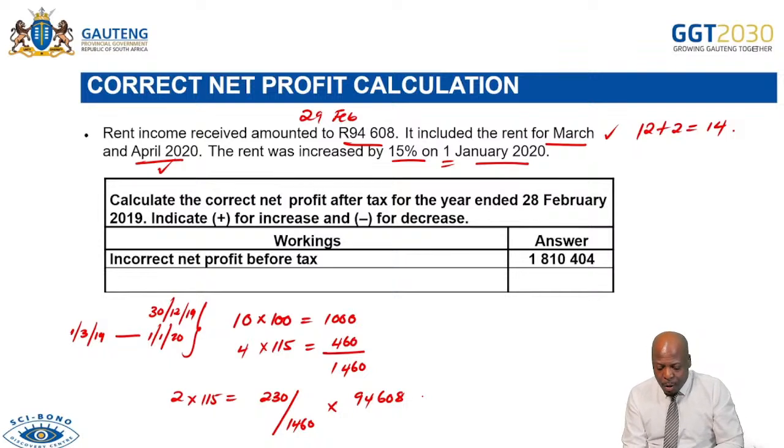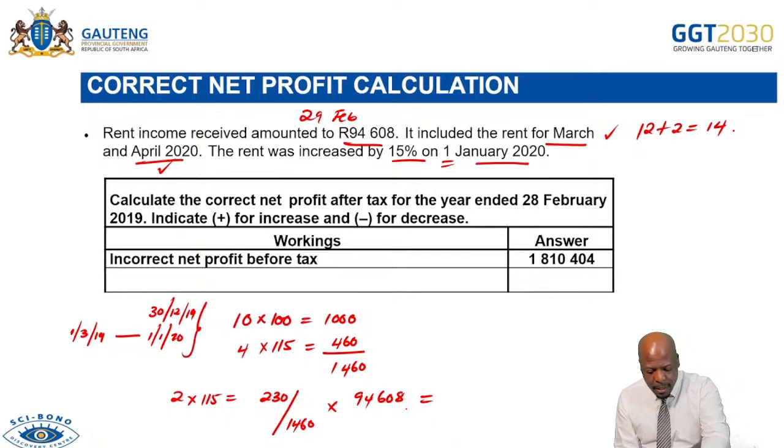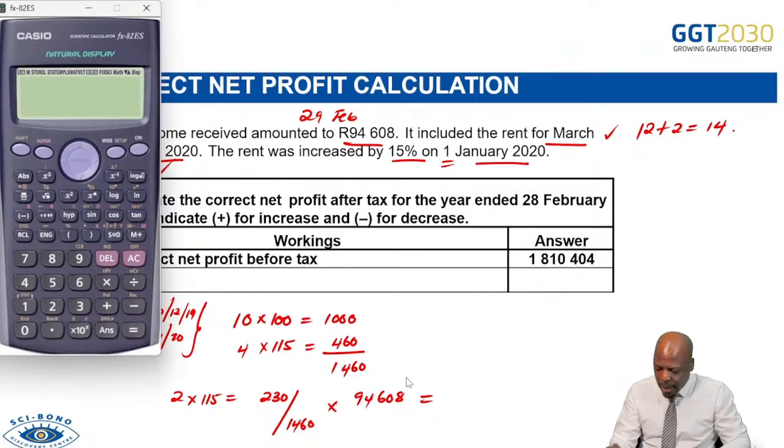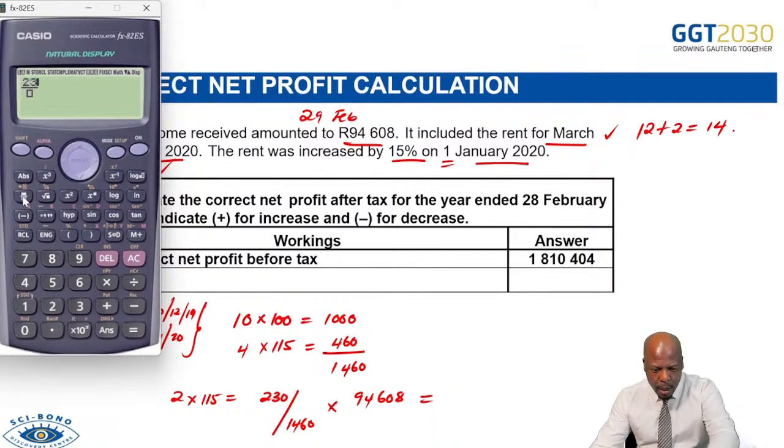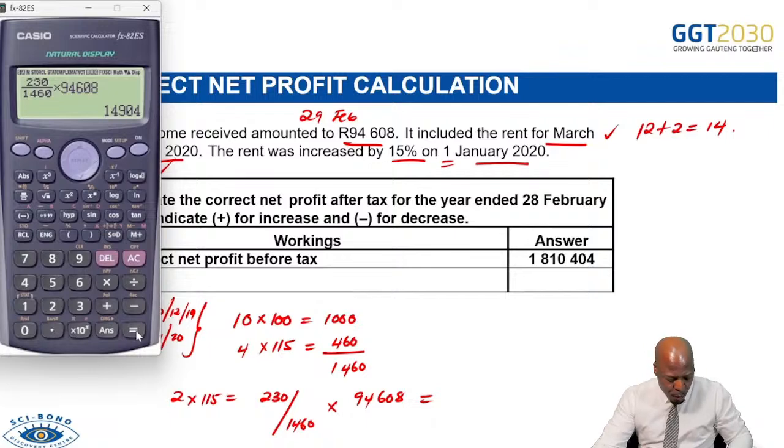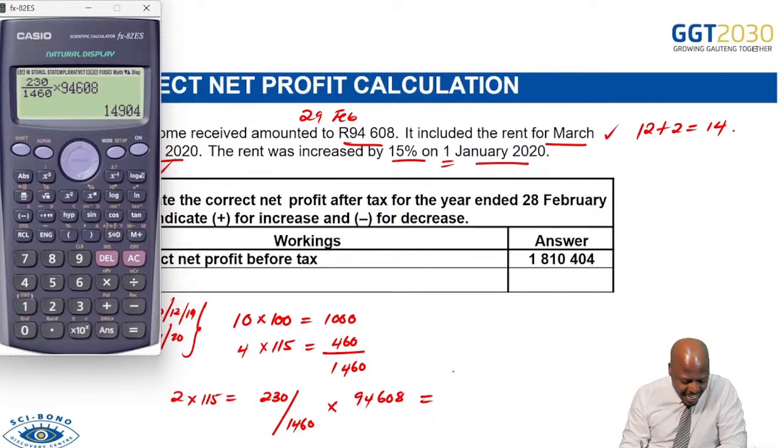94,608. Okay, so let's see how much that is going to give us. All right, let's see if we can do that together. On your calculator, this is how you would punch it. You want 230, and what do you have? You have 1,460. Are we good? Then you multiply that by your 94,608. Okay, and then you will get 14,904. All right, so our answer here is 14,904.